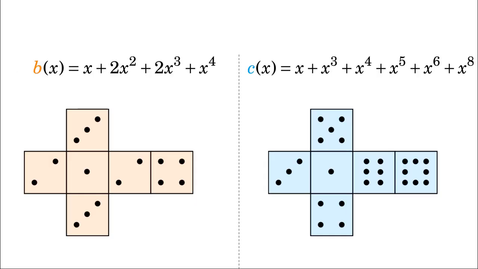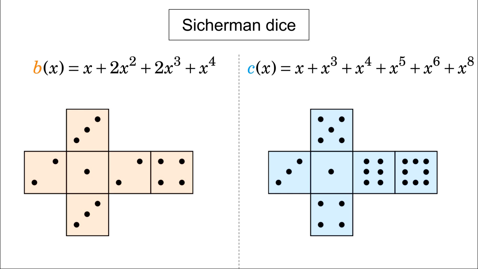And the fruits of that coincidence are this pair of non-standard dice, whose sum has the same distribution as the sum of two standard dice. These are called the Sicherman dice, named after George Sicherman, who invented them in 1978.